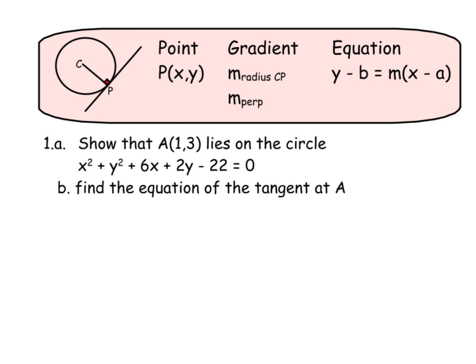The gradient: if you know the centre and the point, remember your tangent is always perpendicular to the radius. So you'll get the gradient of the radius, and then you'll use your perpendicular gradient in your equation. So here is example 1.